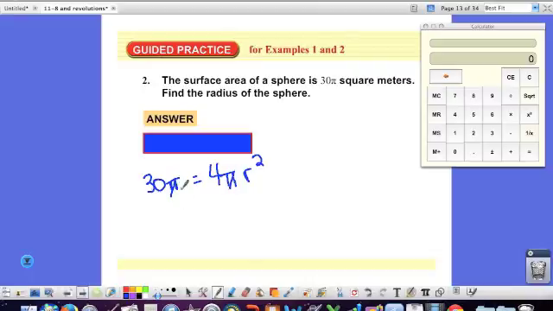I'm going to cancel out the pi's. 30 divided both sides by 4 is 7.5 is the radius squared. So the square root of 7.5 is approximately 2.74.